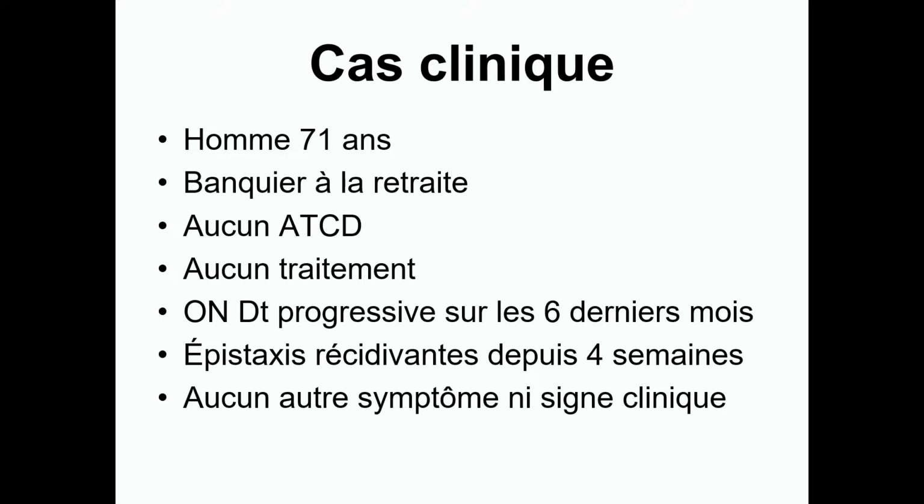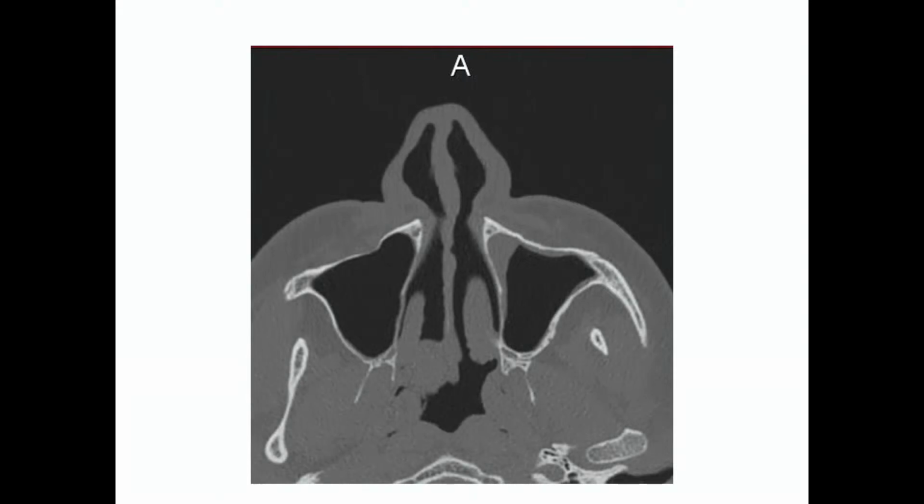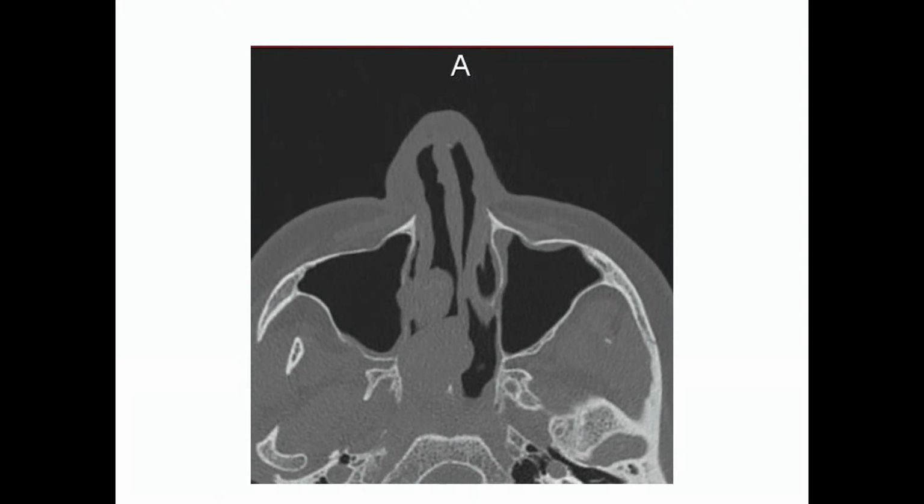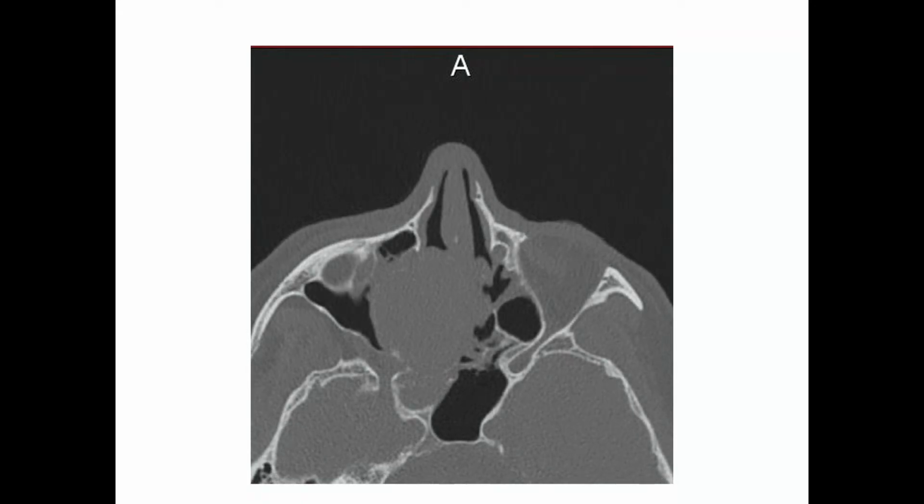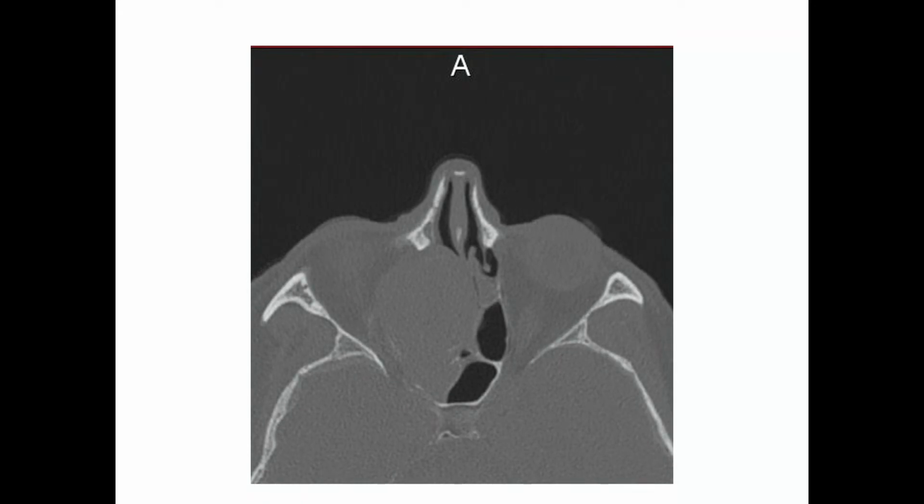This is a man. He is 71 years old. He was a bank employee, and he is a retiree without any medical history. He suffered from nasal obstruction on the right side since 6 months, with mild but recurrent epistaxis, always on the same side on the right since 4 weeks. That is the reason why the general physician prescribed a CT scan, and you have here the axial slice and the different images.